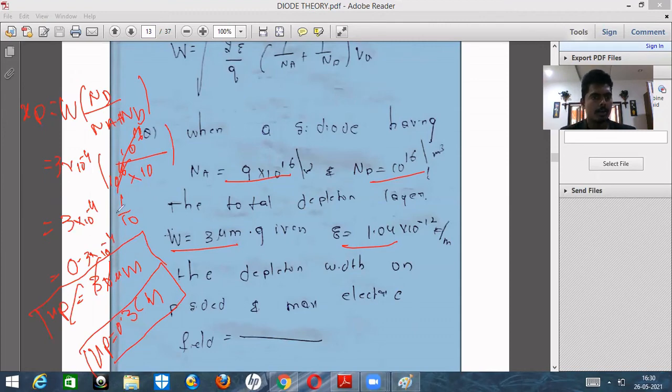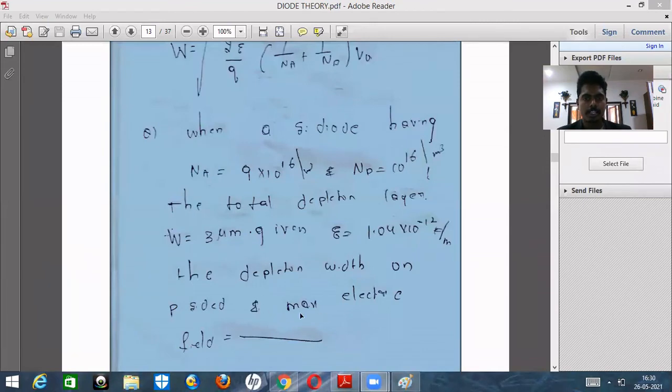Wait for a while. Here you have got 3 into 10 power minus 4 into 1 upon 10, right? So I am writing here 3 upon 10 is nothing but 0.3 into 10 power minus 4. Okay, so this is the width. So therefore, the depletion layer width on P side Xp is equal to 0.3 into 10 power minus 4 centimeter. Okay, so this is the depletion width. Okay, fine.